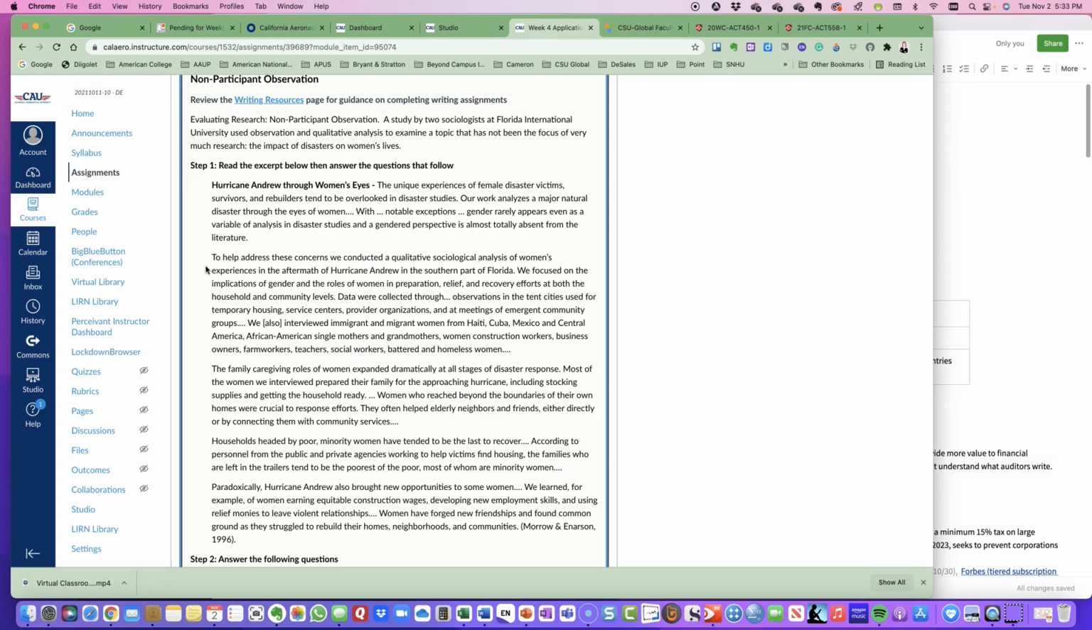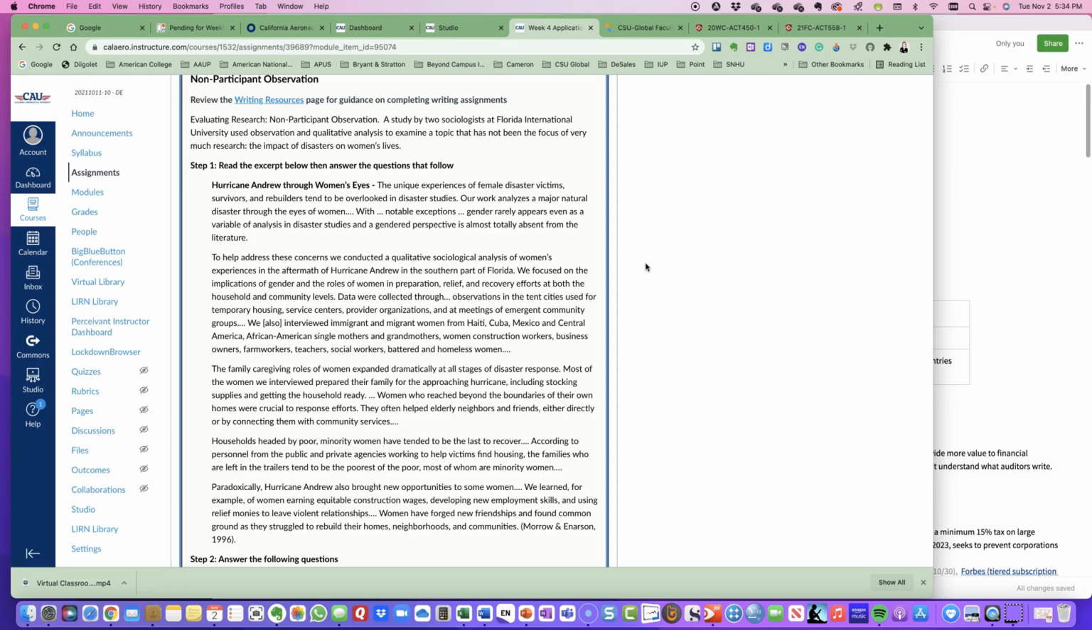So the two sociologists from Florida International University, to help address these concerns, conducted a qualitative sociological analysis of women's experiences in the aftermath of Hurricane Andrew in the southern part of Florida. We focused on the implications of gender and the roles of women in preparation, relief, and recovery efforts at both the household level and the community level. So data was collected through observations in the tent cities used for temporary housing, service centers, provider organizations, and at meetings of emerging community groups.